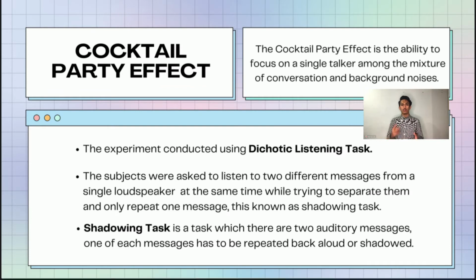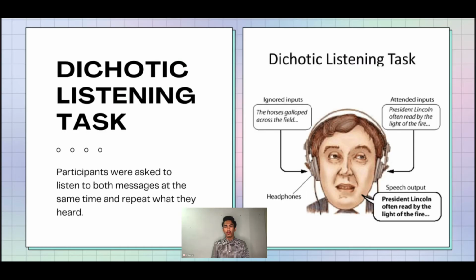In a shadowing task, there are 2 auditory messages. One of the messages has to be repeated back aloud, or shadowed. Okay, now let's see how this dichotic listening task is done. Again, the person is asked to listen to both messages at the same time and then repeat what they heard. In this example picture, you can see this person just ignores the horses galloped across the field. Then he just focuses on President Lincoln often read by the light of the fire. This is because he focuses on something important and related to what he wants to say. So this person has chosen President Lincoln as his speech out.